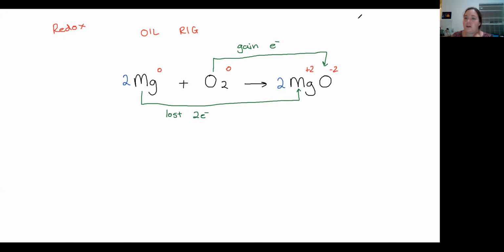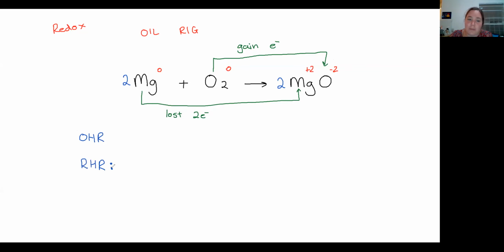In fact, in this particular example, every single substance changed its oxidation number. That isn't always guaranteed to be the case. Sometimes it is, sometimes it isn't. So we're going to be speaking in this case about an oxidation half reaction. OHR is an oxidation half reaction and a reduction half reaction.